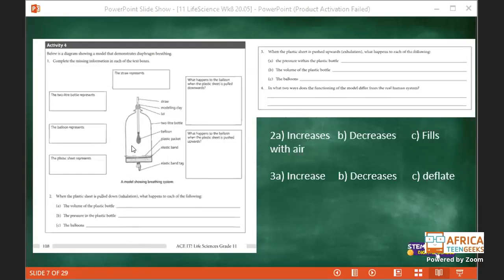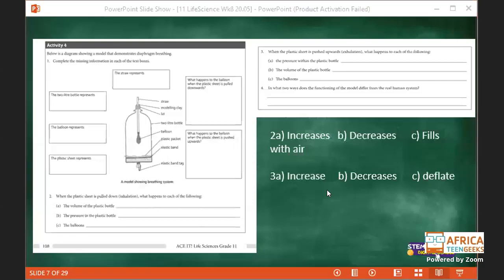And then when we pull this elastic band down, or we pull it up, does the thoracic cavity, the plastic bottle, literally expand? Does it expand in a way that you can see and feel it? You would know this if you had done the model, but you can't see an expansion of the thoracic cavity in this model. So that is also a shortfall or a limitation that differs from the real human system.